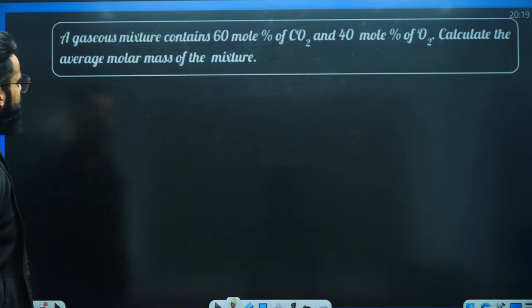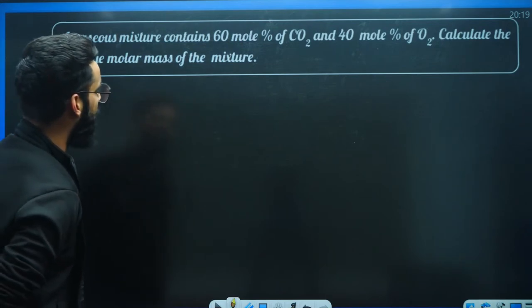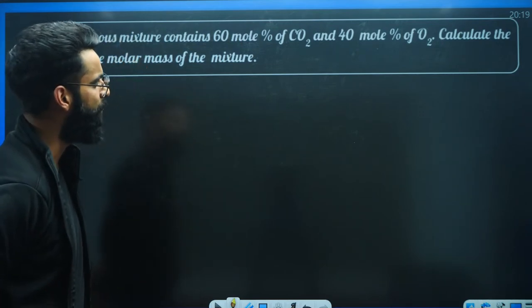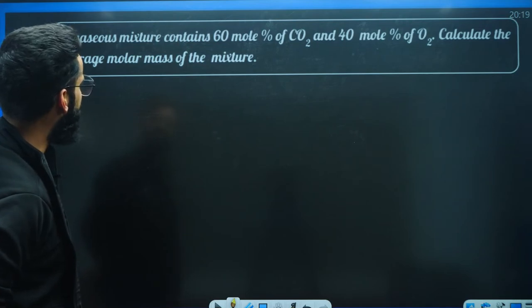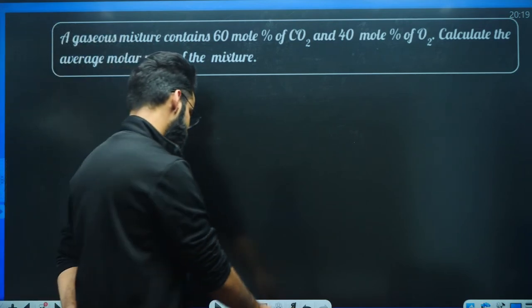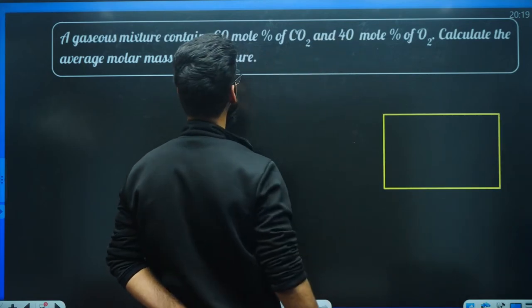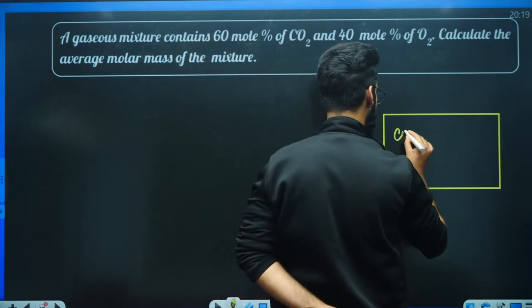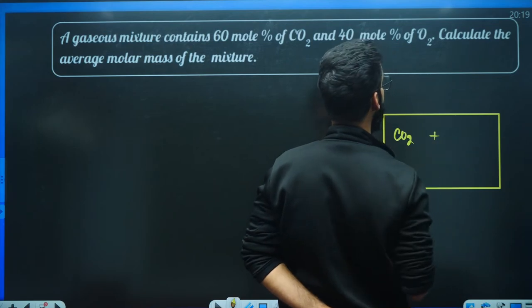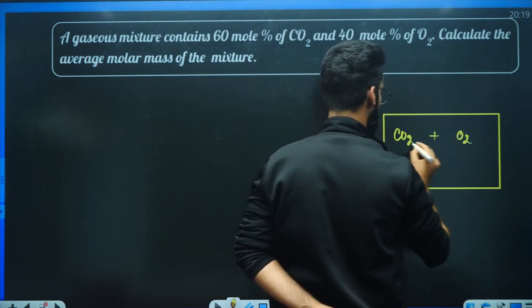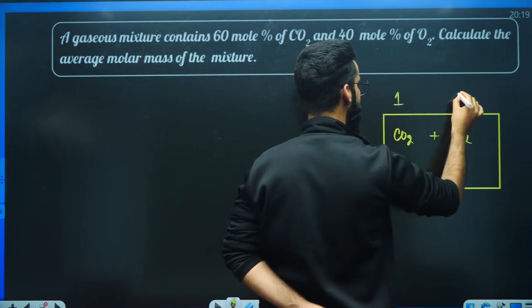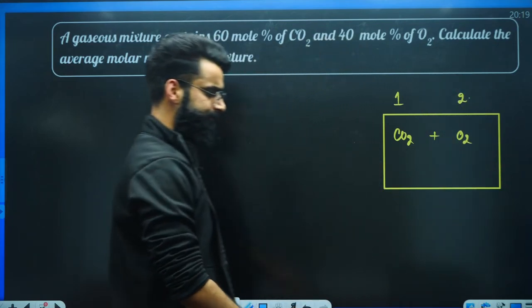As far as the question is concerned, we have a gaseous mixture which contains 60 mole percentage of carbon dioxide and 40 mole percentage of O2. Calculate the average molar mass of the mixture. Again, a simple question. This is a container, and in this container we have carbon dioxide, and with it O2. Carbon dioxide is, for example, our gas 1, and O2 is our gas 2.